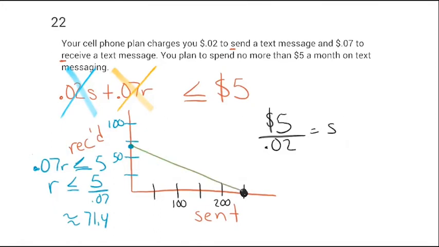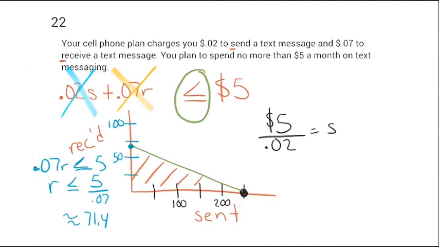And I did not have an equal sign. I had a less than or equal sign. Less than or equal to means below. So in this case, any answer that is below that green line that I drew, any combination that's in this region is a valid combination that's going to keep me from spending more than $5 a month.